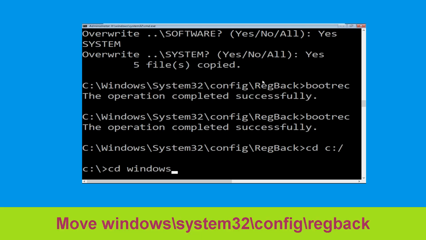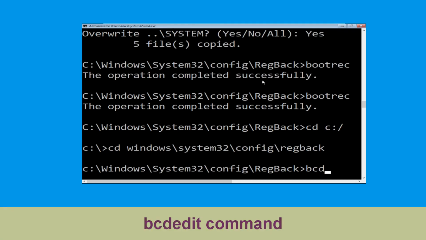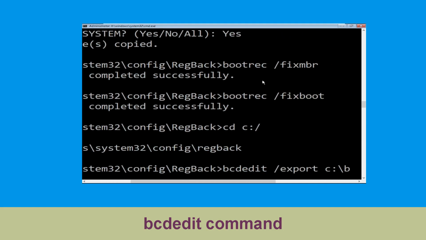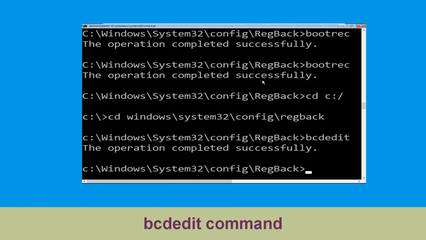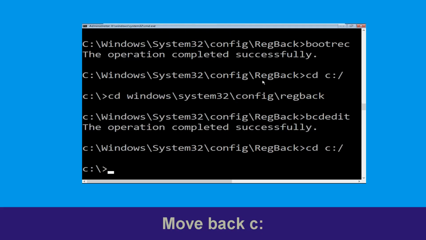Now execute this command. Type cd windows/system32/config/regback, then simply hit enter to execute this command. Type bcdedit /export c:\bcdbackup and simply hit enter to execute this command. Now type cd c:\ and hit enter.